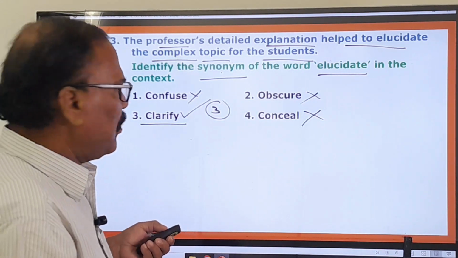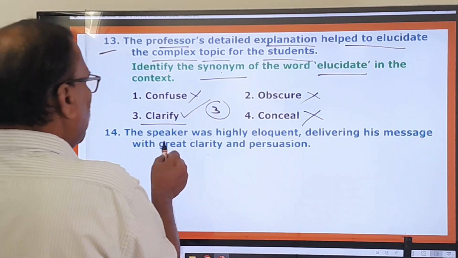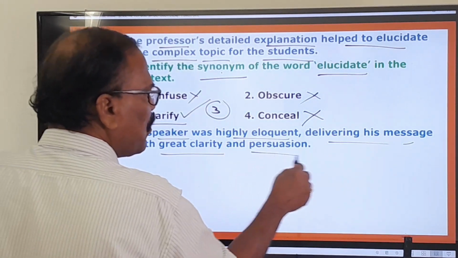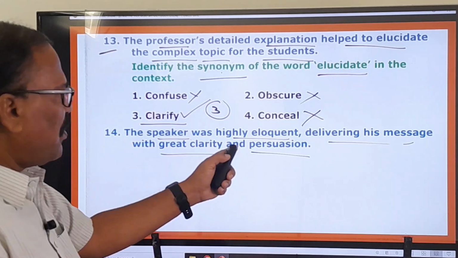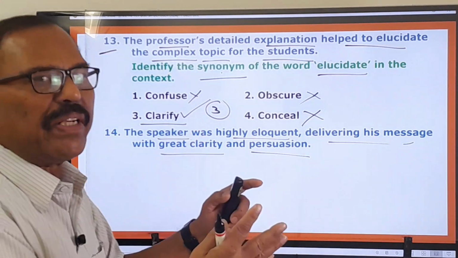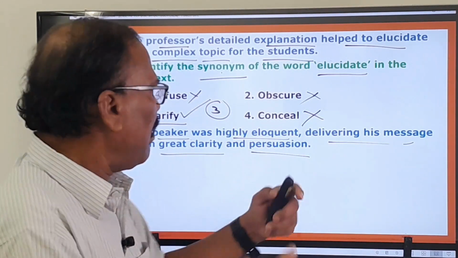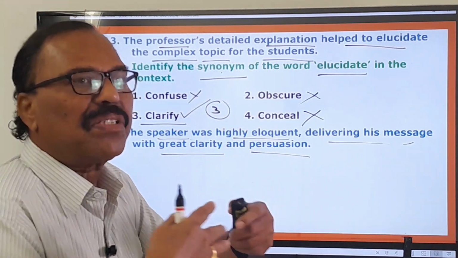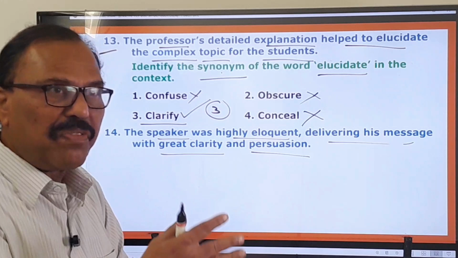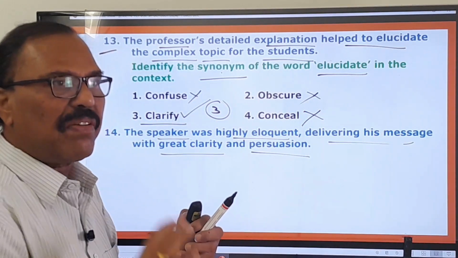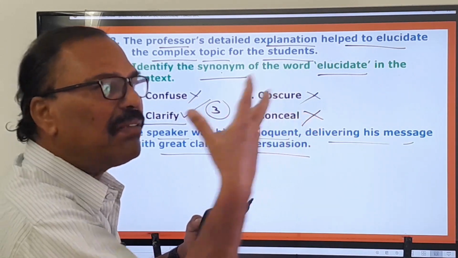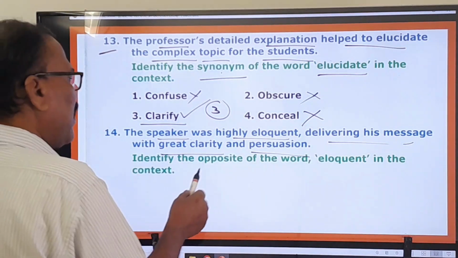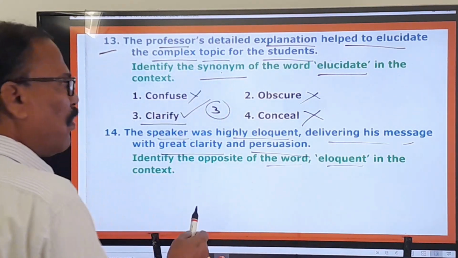Now you go to the next question. 14th one. The speaker was highly eloquent, delivering his message with great clarity and persuasion. He was talking so many things, delivering his message with great clarity. And whatever he was conveying was full of clarity and persuasion. Persuasion means he was trying to convince others with his words. Convincing, right. And identify the opposite of the word eloquent. Eloquent means fluent.